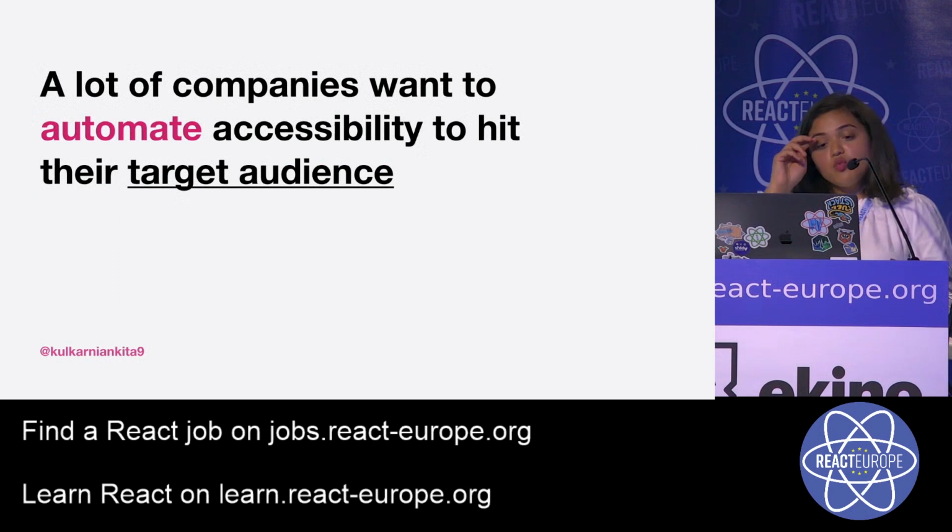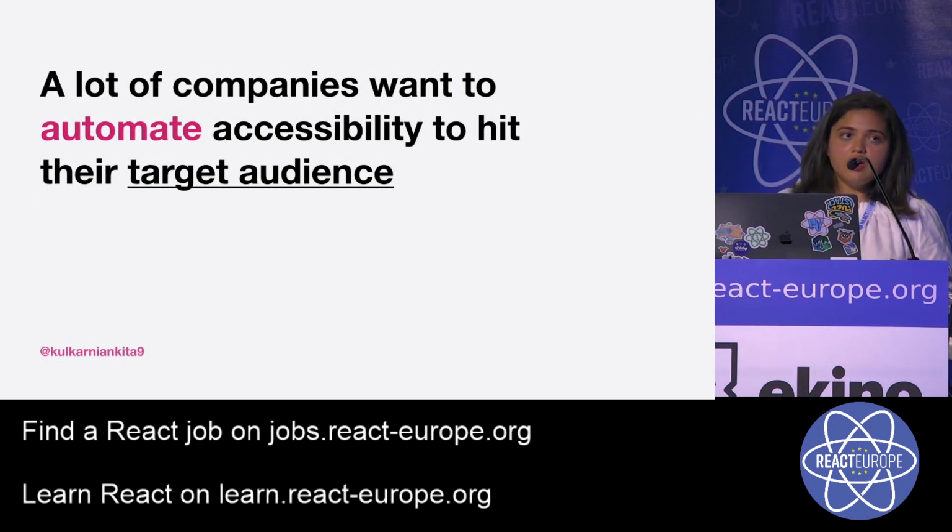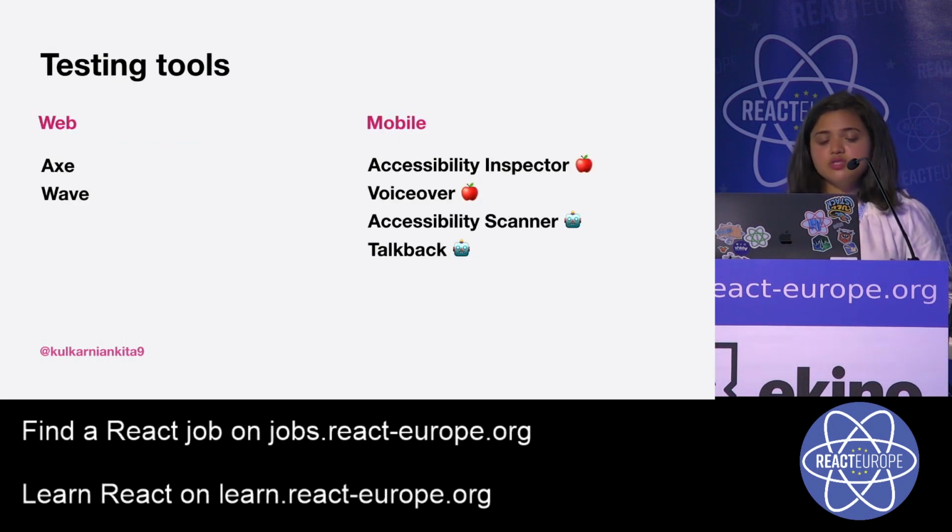A lot of companies want to automate accessibility to hit their target audience. Automation is the best way because you can actually try to see how automation with accessibility is going to work in general. It really helps. I've used Detox in the past, which is a really good tool for that. But there are several other tools as well.